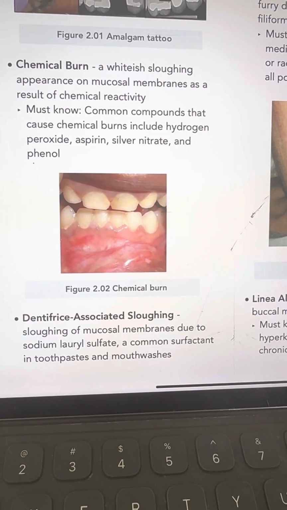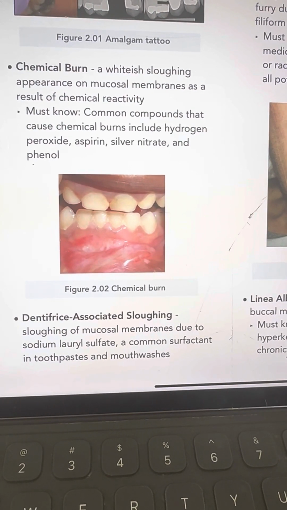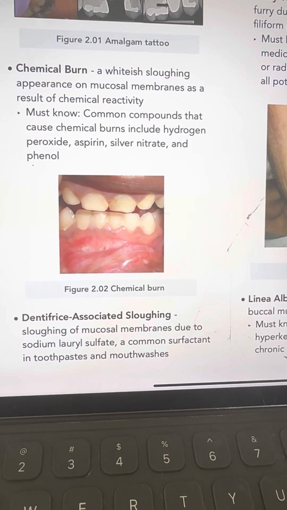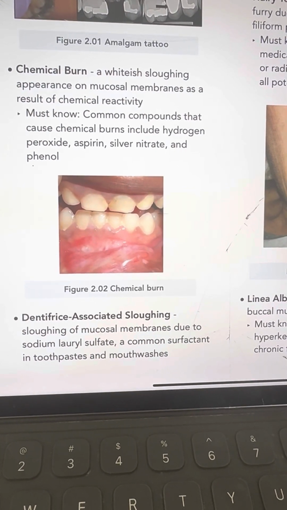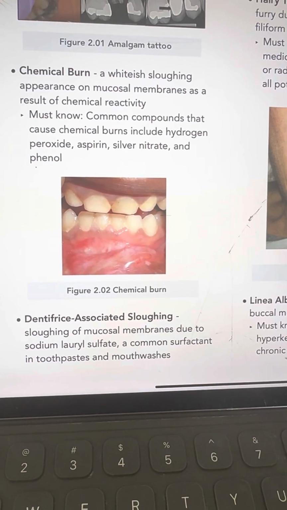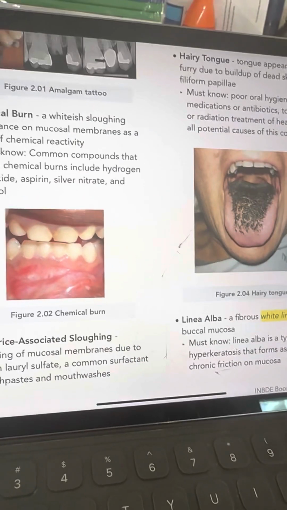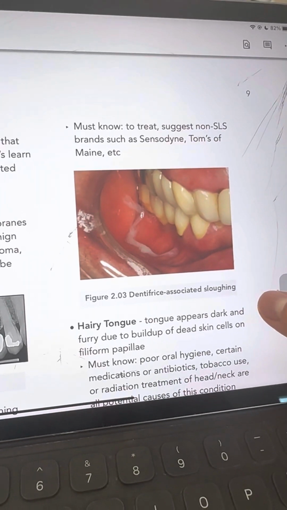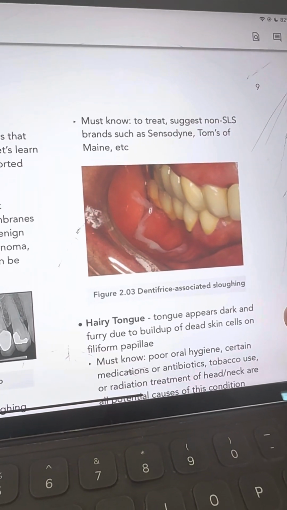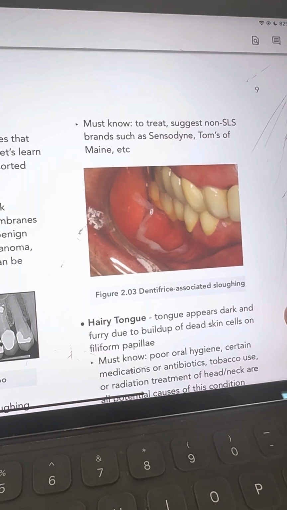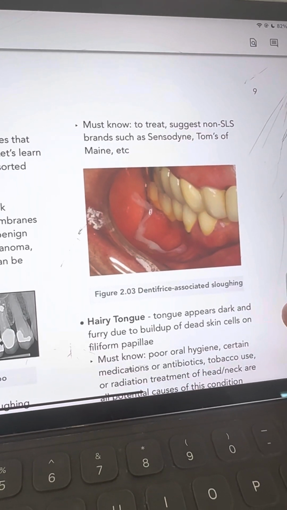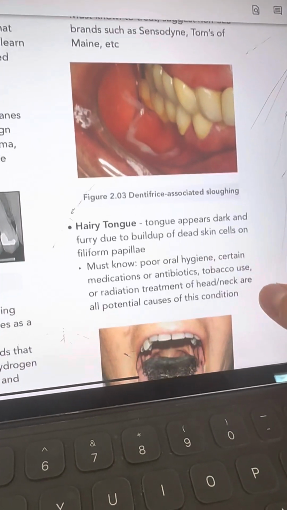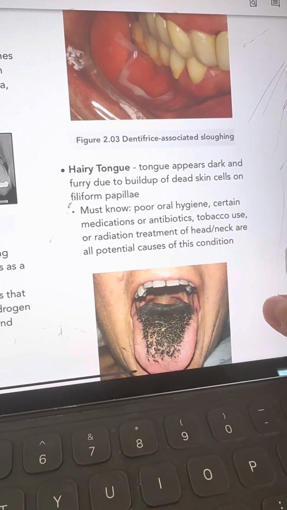Dentifrice-associated sloughing of the mucosal membranes is due to sodium lauryl sulfate, a common surfactant in toothpaste and mouthwashes. Must know: to treat, use non-SLS brands such as Sensodyne and Tom's of Maine. Dentifrice-associated sloughing.